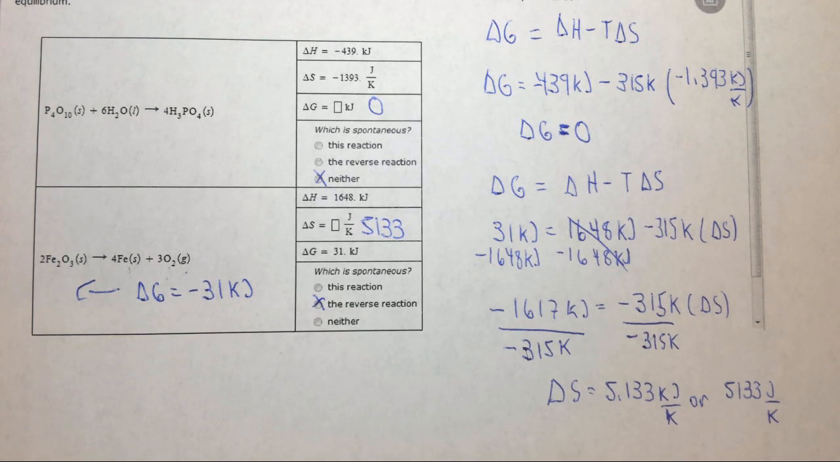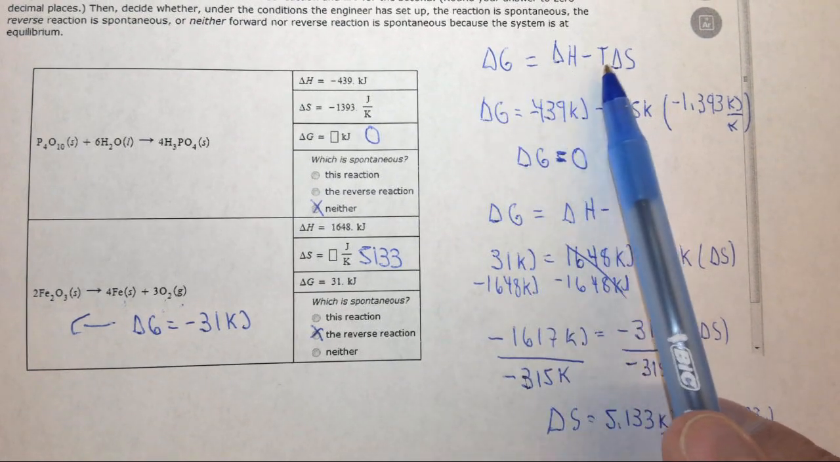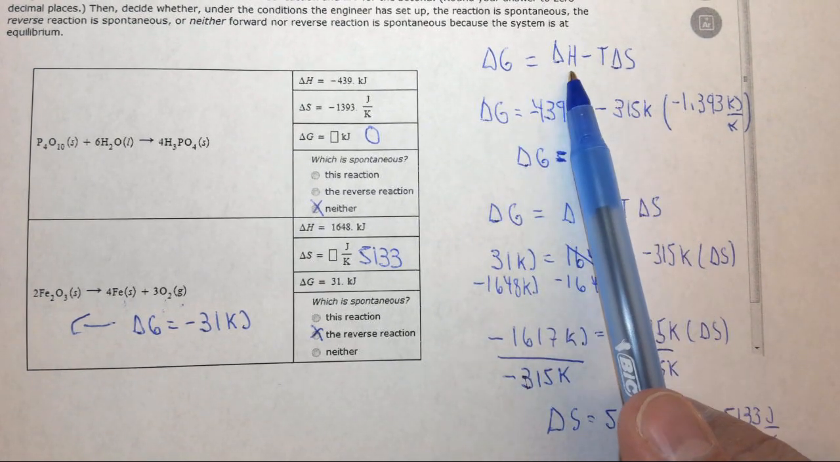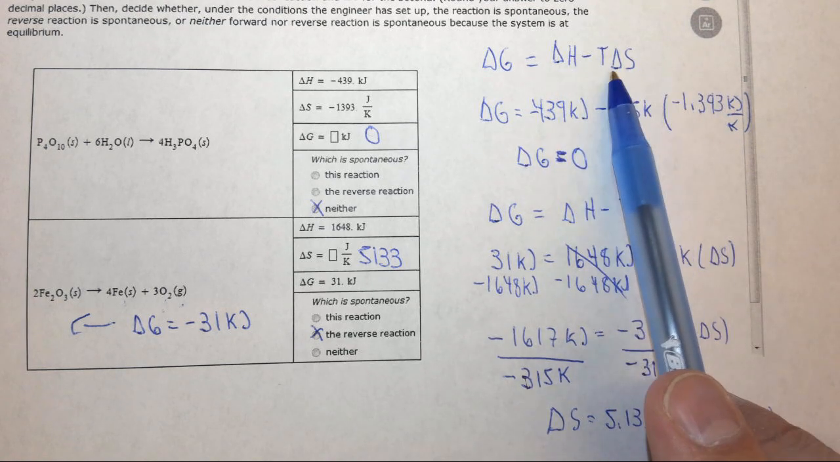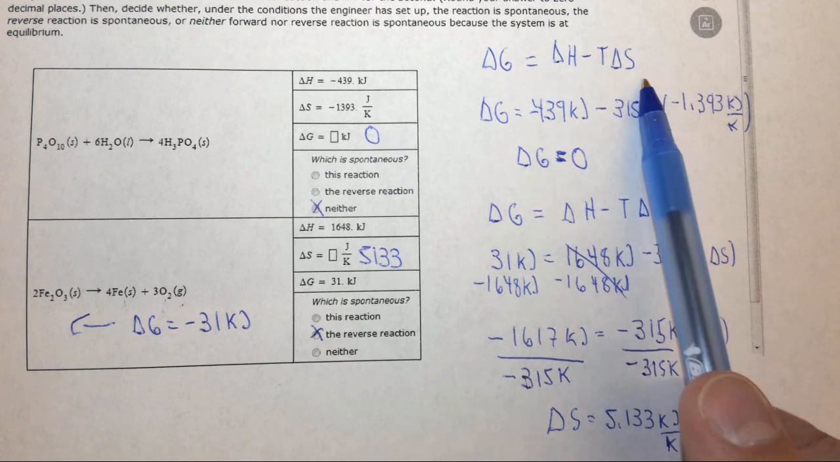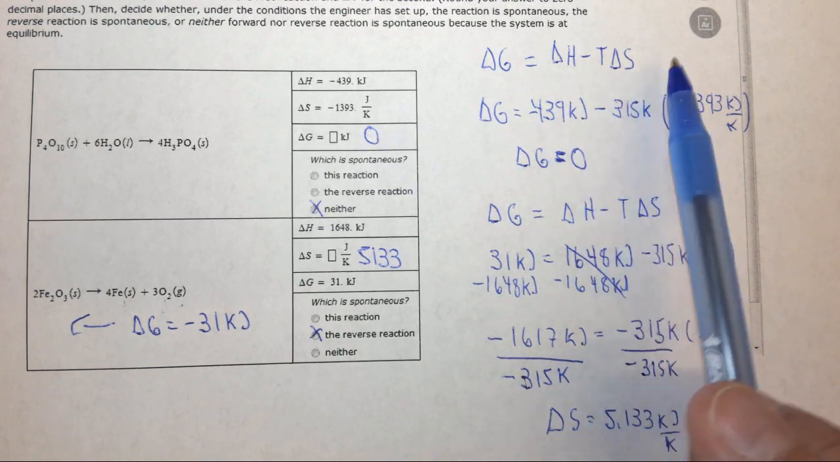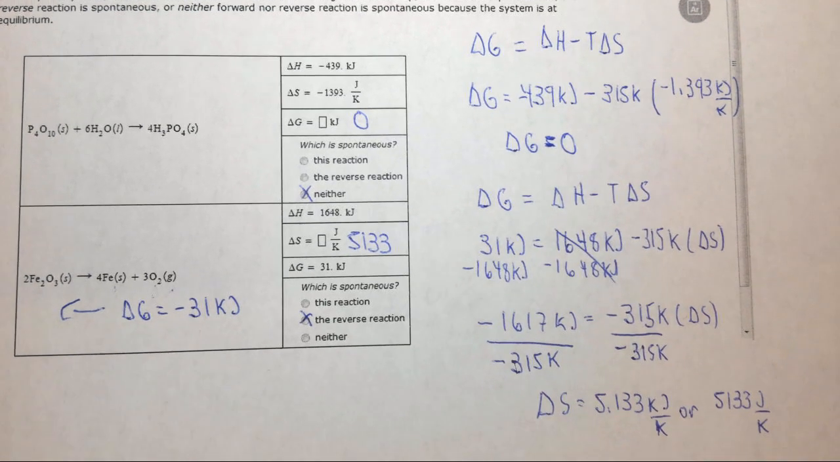And I just want to remind you one more time, because this is very common, when you're using the formula delta G equals delta H minus T delta S, it's very common for delta H to be given in kilojoules and delta S to be given in joules per K. So make sure you make those match up so that you're not adding joules and kilojoules together, because if you do that, you're going to unfortunately get the wrong answer.